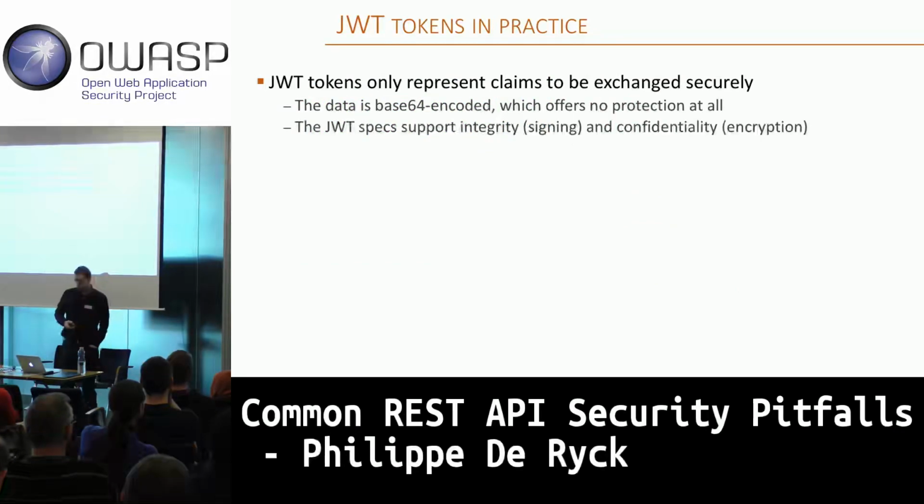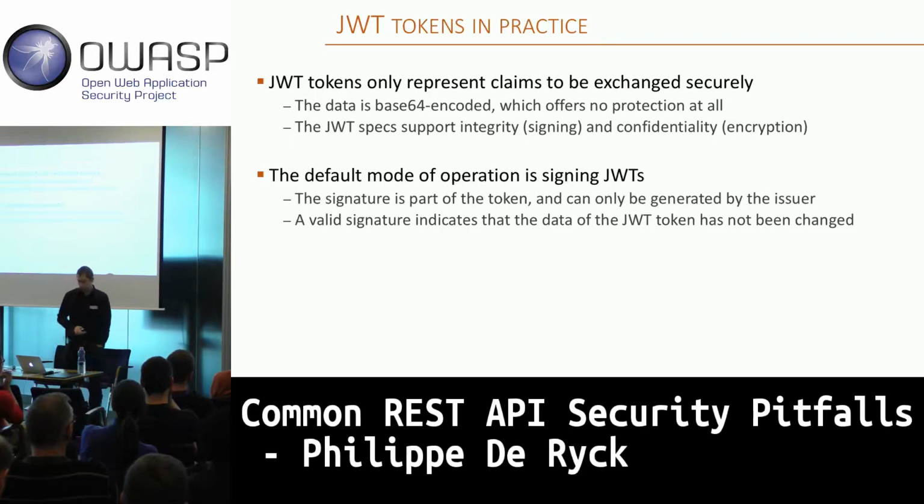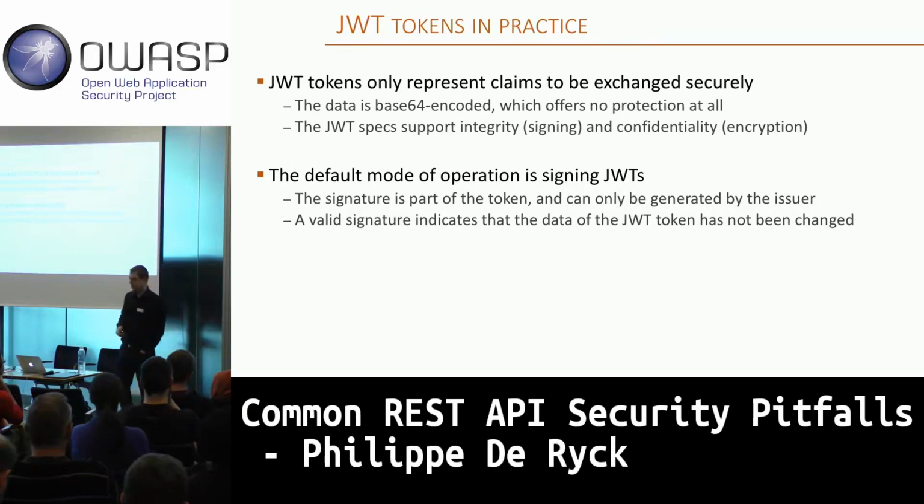So in practice, JWT tokens, they're used for all kinds of things. The spec is fairly open in what they can be used for, and they are used to represent claims securely. So essentially, they prevent tampering by default. They also support encryption if you want to. So by default, the token is signed, the server signs it and verifies it when it comes back, and then it trusts the contents of that token.